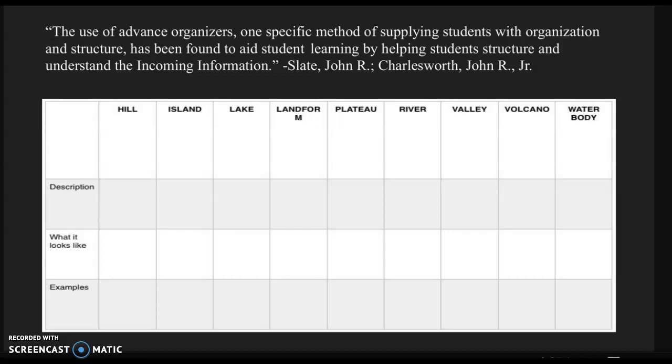So first we would just focus on a hill, and we would say a description of a hill, what it is. Then for what it looks like, students would draw a picture of what the hill looks like, and we would give some examples of real hills, maybe in the community or famous ones in the world. And we would do that one by one for each individual landform or body of water. And I think this would really help students to understand each new vocabulary word one by one, but also to understand that they do all come together and make up the world that we live in.